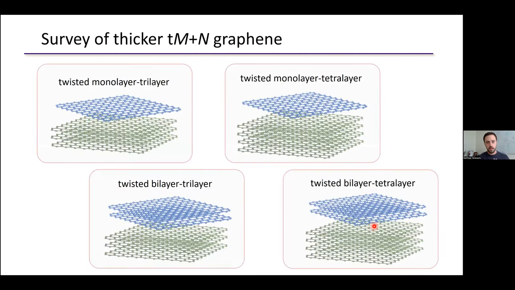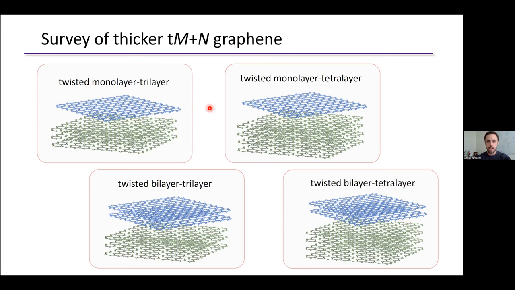Okay, so that's what's been known before, and now I'll move into kind of the frontier of what my group has been working on over the past year. And to do this, I'm going to survey what we found in a handful of thicker, but still nominally atomically thin twisted M plus N graphene structures. So we'll twist either a monolayer or a bilayer on top of either a trilayer or a tetralayer of Bernal stack graphene.